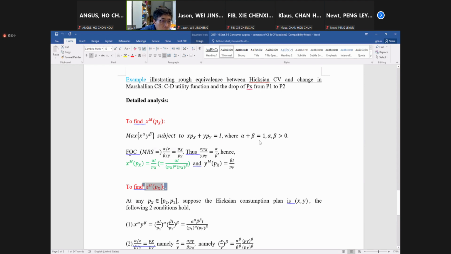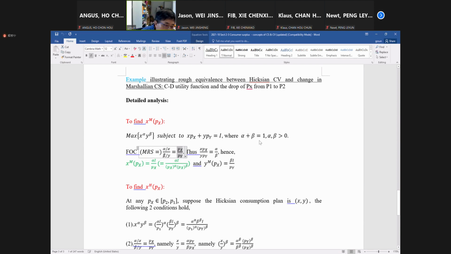Based on the first order condition, for whatever price or whatever income, for the consumer to maximize utility, this must be true. This is the marginal rate of substitution. You can easily calculate, using this utility function, the marginal utility for X over the marginal utility for Y equals this part. This part of the consumer's preference must be equal to the relative price, Px over Py.